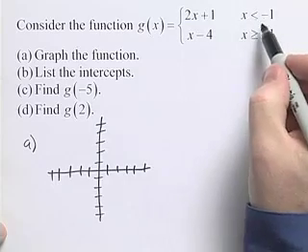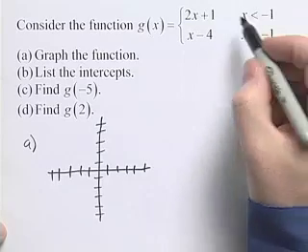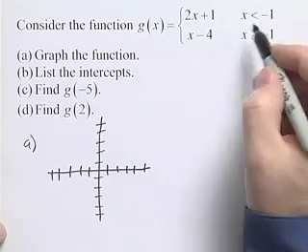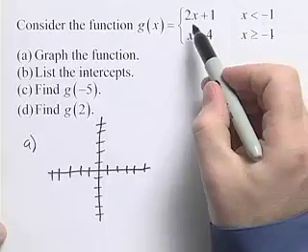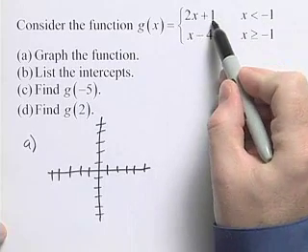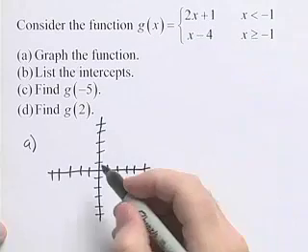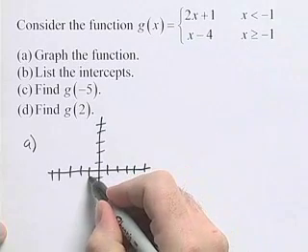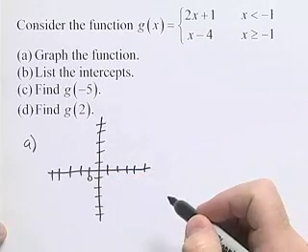We're going to actually start at negative 1, but we know that we're not actually using it, so we're going to use an open circle when we plot that. If we put in negative 1 for x, we get 2 times negative 1 is negative 2, plus 1 is negative 1. So we'll go to the point negative 1, and put an open circle.